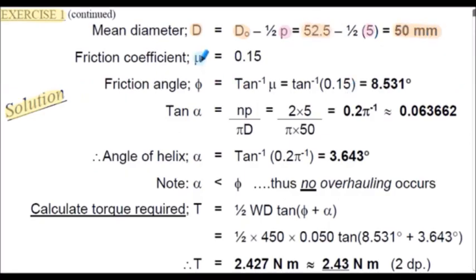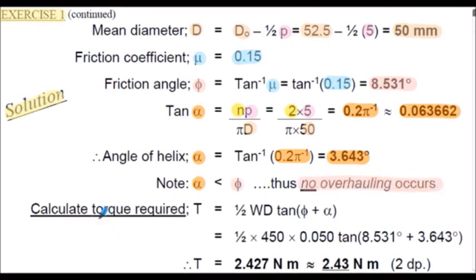We have the friction coefficient, so we can calculate the friction angle phi, and we can determine that tan alpha is np upon pi d. Again, inserting the values, tan alpha is 0.2 divided by pi, or 0.2 pi to the negative 1, or in decimals that's approximately 0.063662. So we can now calculate helix angle alpha from the inverse tangent function at 3.643 degrees. Again, we notice that alpha is less than phi, so no overhauling occurs.